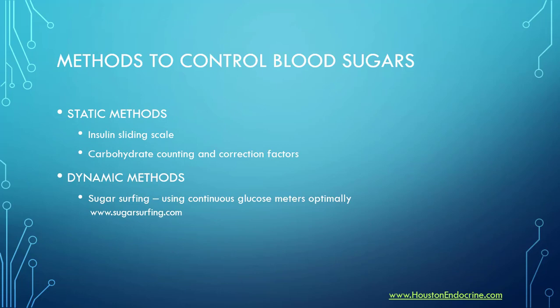The basic ways of controlling blood sugars in patients that have diabetes are static versus dynamic methods. Static methods are things that people may be familiar with, like insulin sliding scales or the use of algorithms like carbohydrate counting and correction factors, which have their place and have been used for many years. But for patients that have used this in the past, everyone knows that it's not perfect. And with the advent of continuous glucose meters, this concept of continuously acting upon your sugars has become important, which is outlined in the book Sugar Surfing.